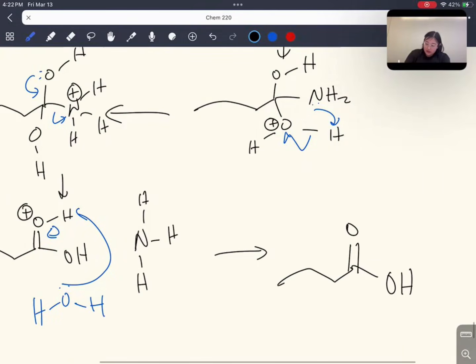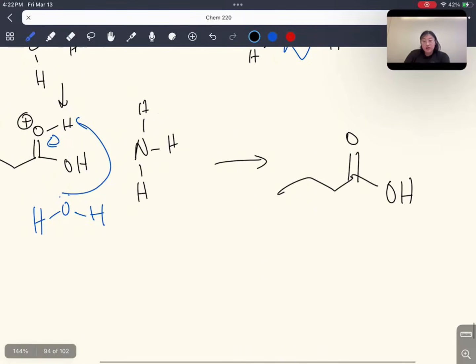Now, another thing to remember about amines is that amines can also be protonated. If you put them in the presence of acid, they will be protonated. That has to do with the pKa of amines being around 9 to 10. So if you have something acidic, acidic means the pH is less than 7, and then your amines are going to be protonated.